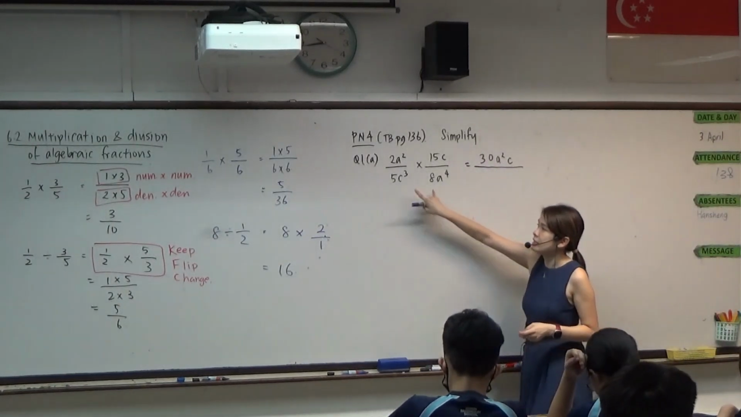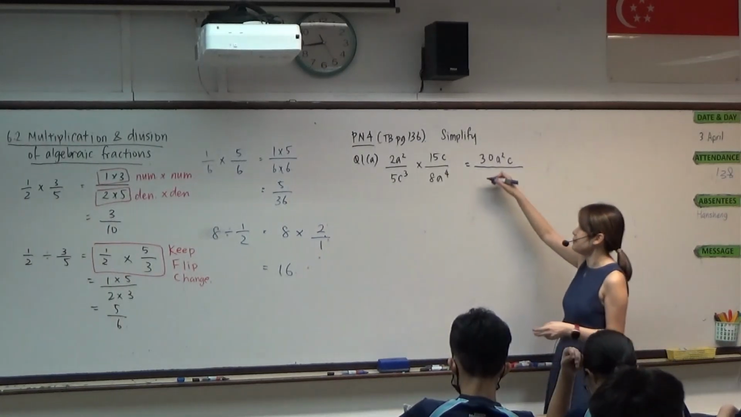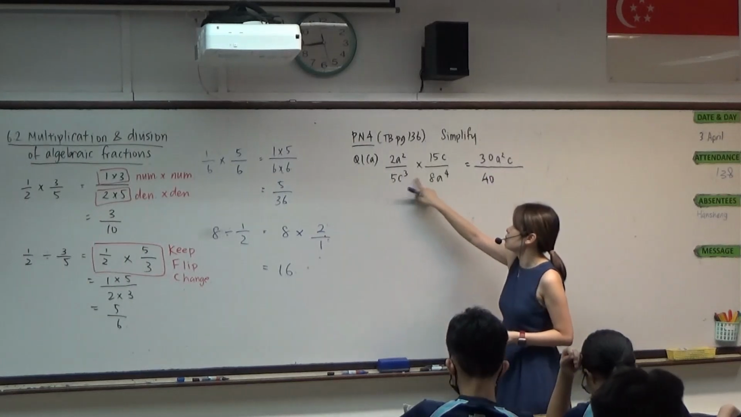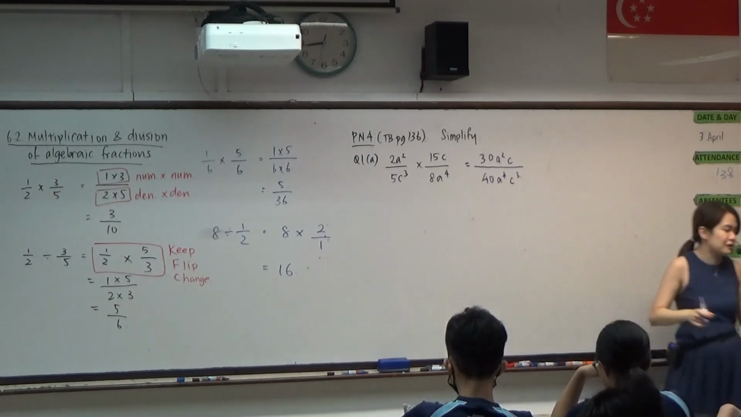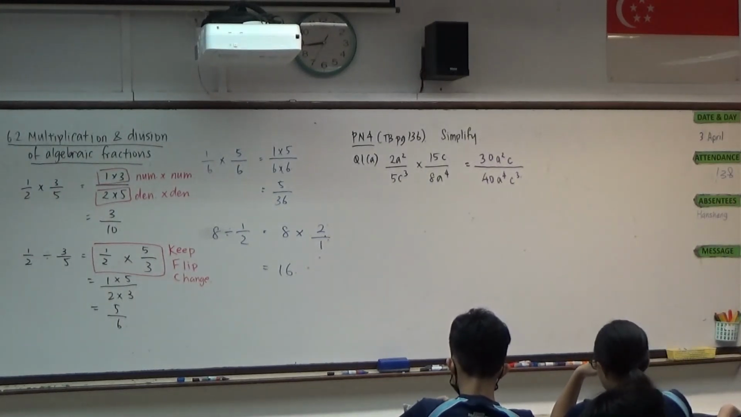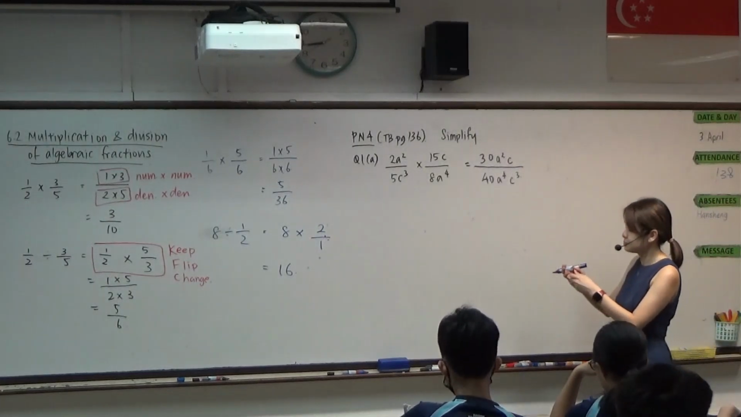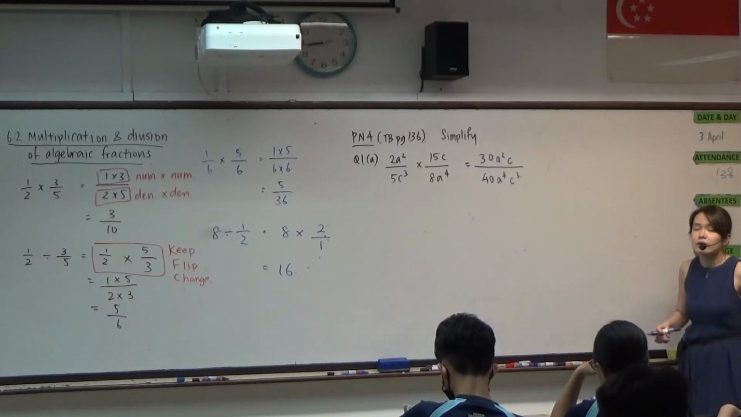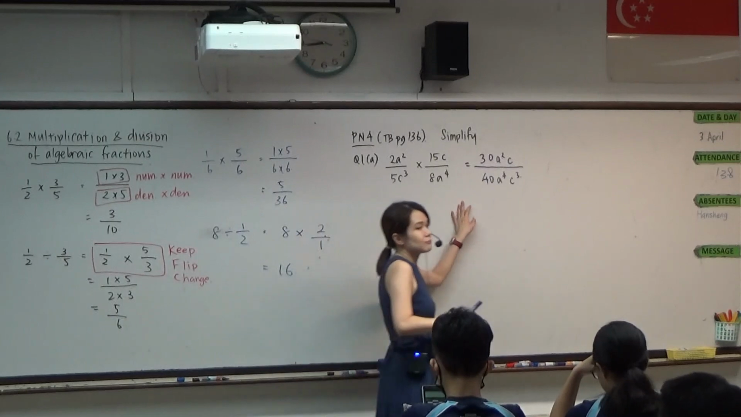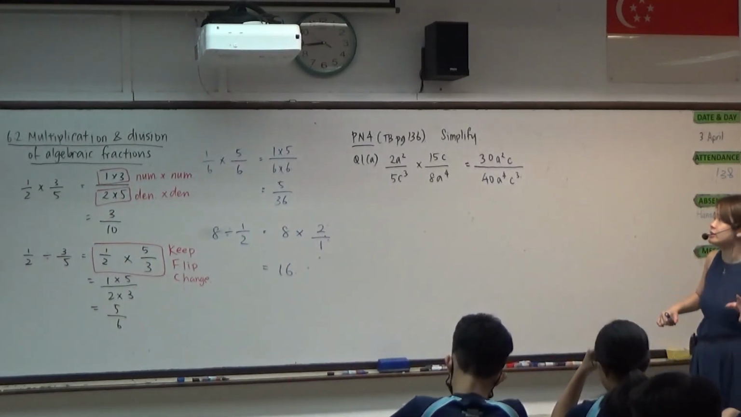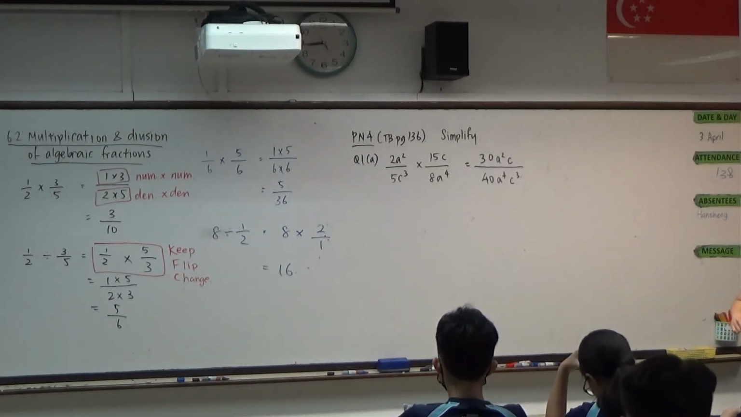Then in the denominator, just looking at the numbers, 5 times 8 gives us 40. c cubed times a to the power 4, I will get a to the power 4 c cubed. I have a habit of arranging my terms in alphabetical order. If you don't have the habit, you can keep it in whatever order. So we apply this concept first, then we proceed with simplifying. Don't forget, the question is asking to simplify.